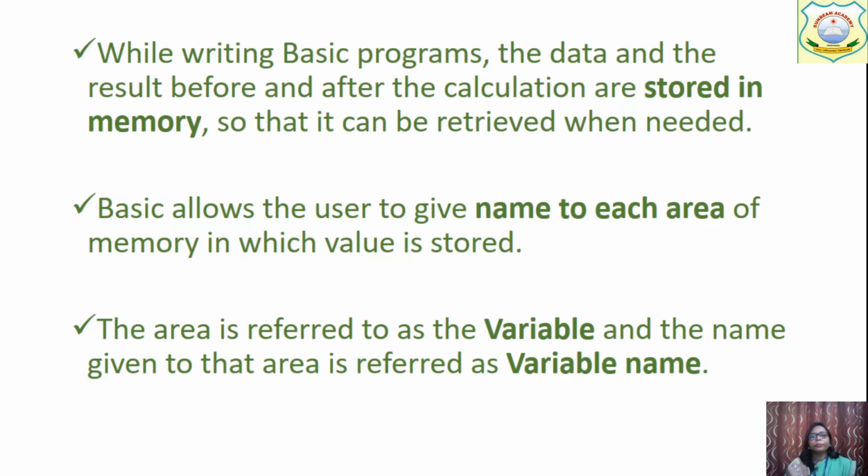Let me tell you again. In any program, we need the data and the result to be stored before calculation and after calculation in the computer memory, and that area of computer memory where we store the data, we can give a name to it, and that area is referred to as a variable, and the name of that area is called variable name. Okay, now see.